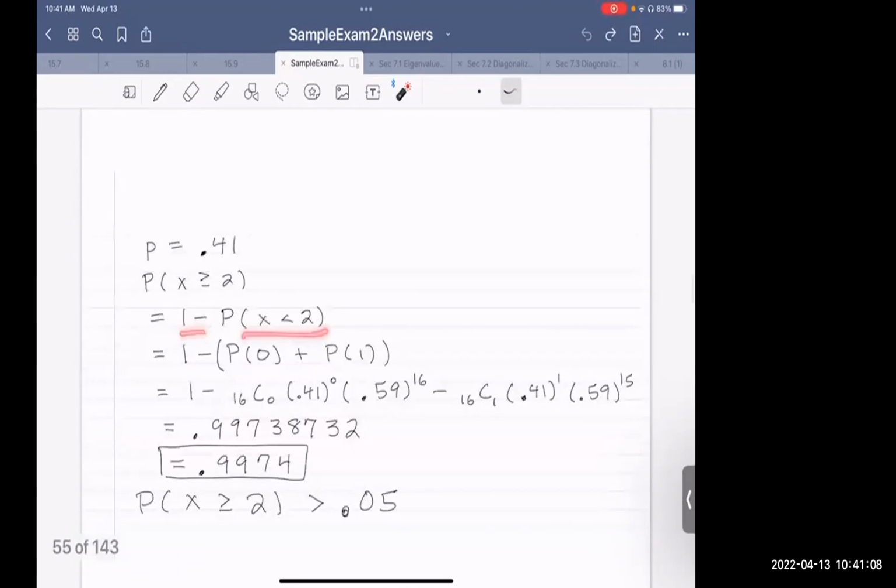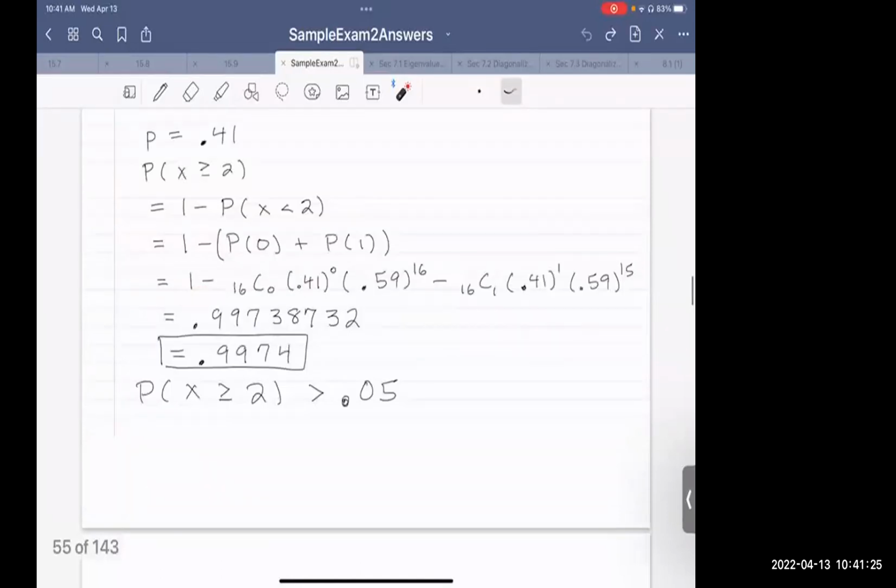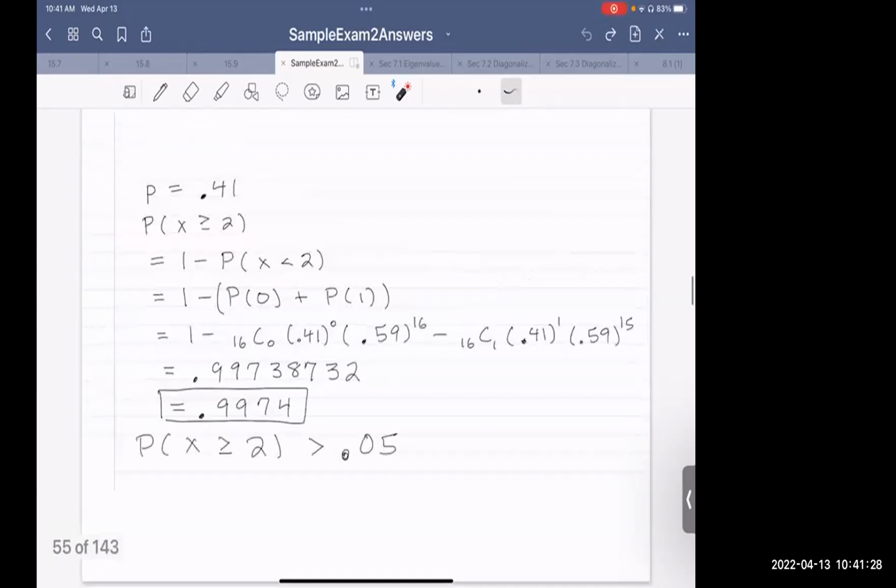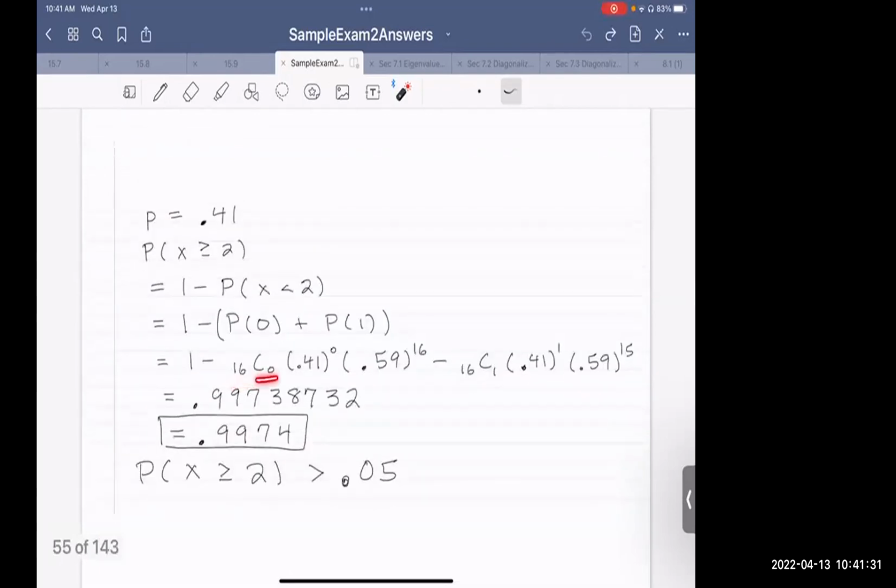1 minus the probability that x is less than 2. And so in this case, the things that are less than 2 are 0 and 1. So let's find the probability that x is 0 and the probability that x is 1. So 1 minus the probability x is 0. So I have here n is 16, and I want no successes, so 16C0. I have p is 0.41 to the power 0. If I have a 41% chance of success, I have a 59% chance of failure. So 0.59 to the power 16 minus 0, which is 16.